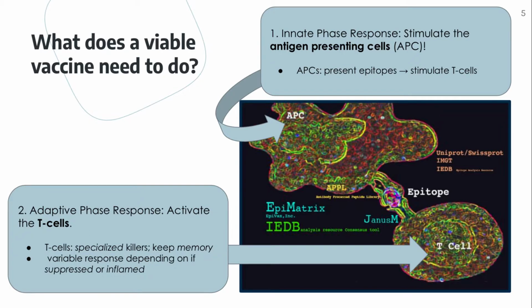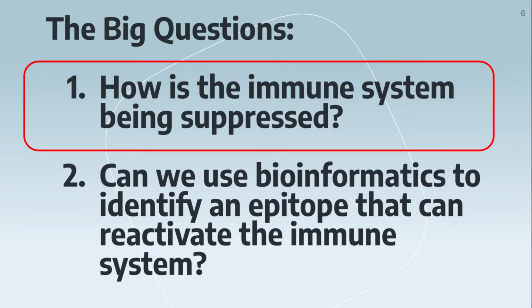However, it is important to note that if presented with an epitope, the T cells may or may not respond depending on whether they are suppressed or inflamed. An essential part of vaccine design is manipulating this suppressed or inflamed response. This study explores 2 big questions. How is the immune system being suppressed? And can we use bioinformatics to identify an epitope that can reactivate the immune system?